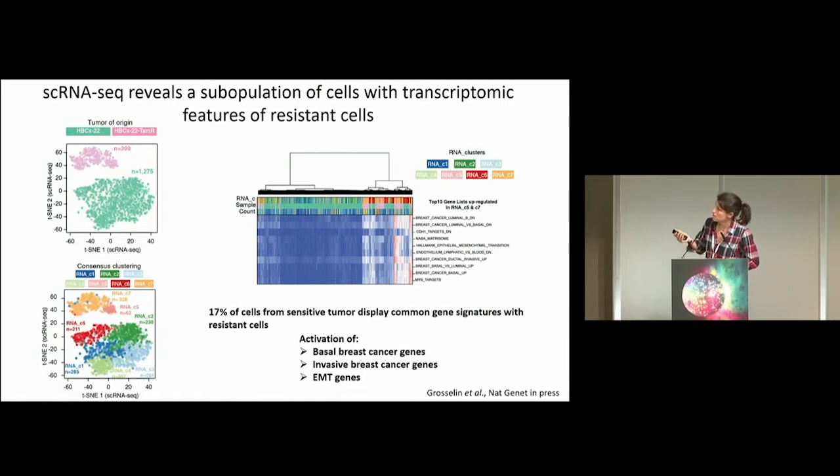And you find the same kind of genes that we saw before, the ones involved in basal breast cancer, but we also found some additional pathways, saying that, again, and this is 17%, at the transcriptomic level, there's also a group of cells that do show non-genetic features of resistant tumors.